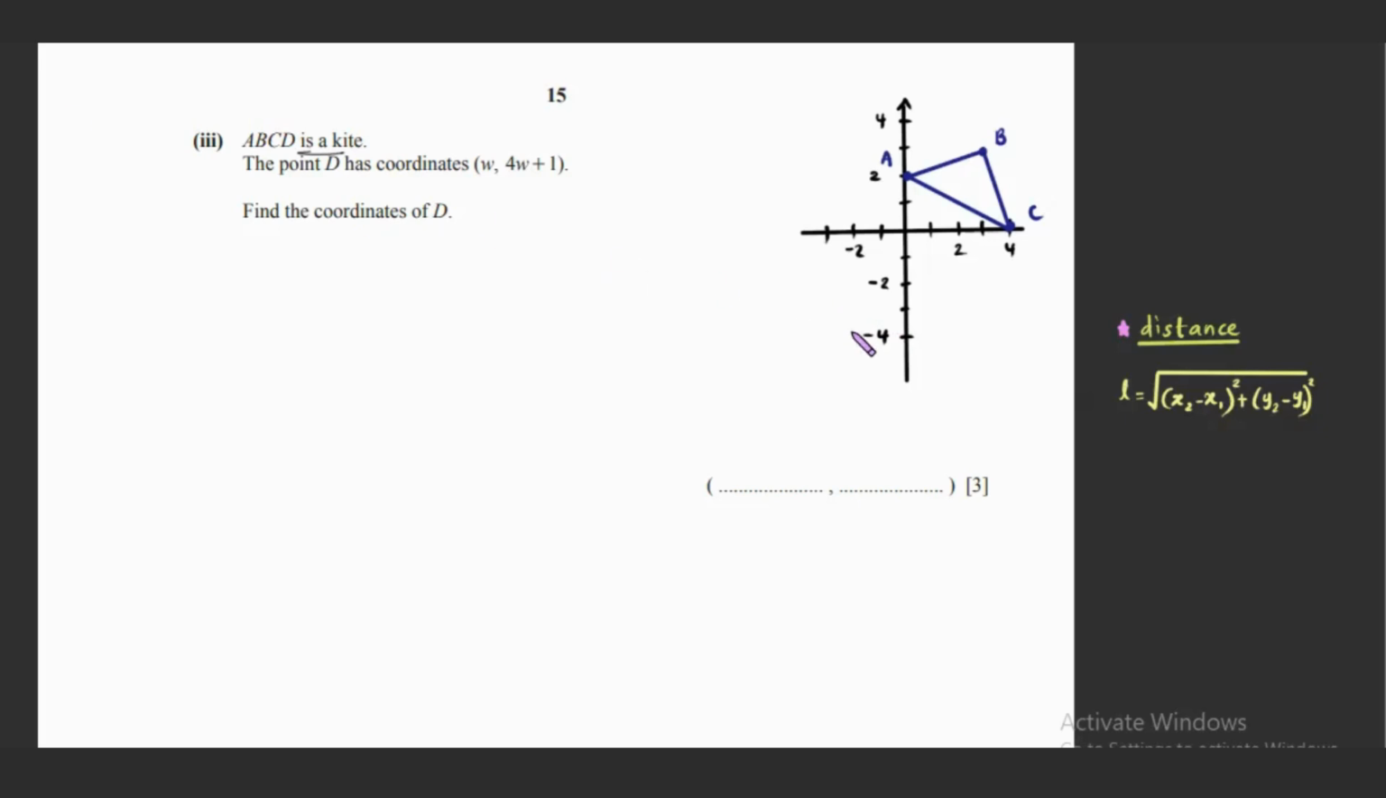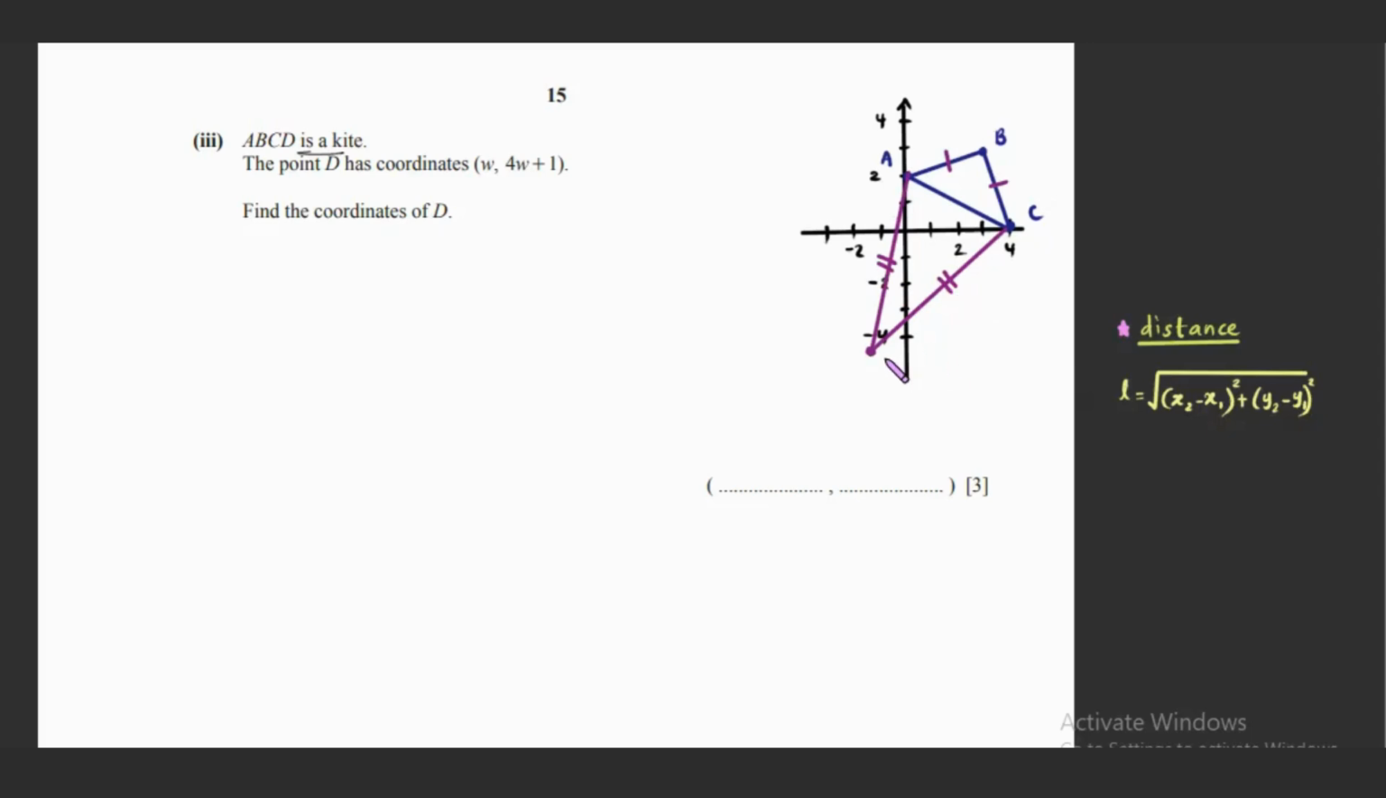Maybe somewhere over here. I'm going to connect this and this one as well, so we know this is going to be the kite now. A characteristic of a kite is that the adjacent sides are equal, which means AB and BC will be equal, and we already know that from the first part of the question. And definitely these two lengths also will be equal in a kite.